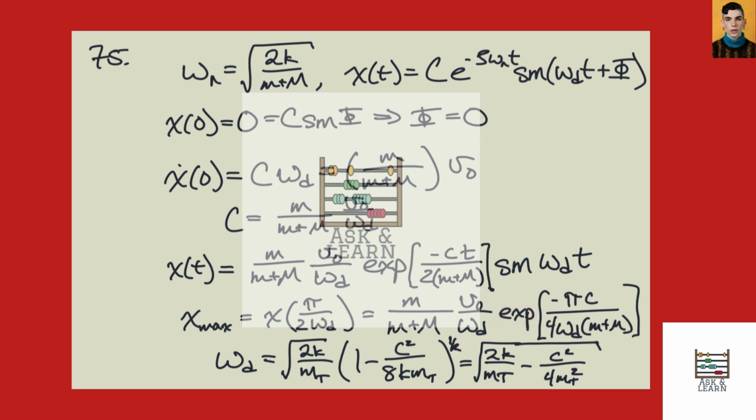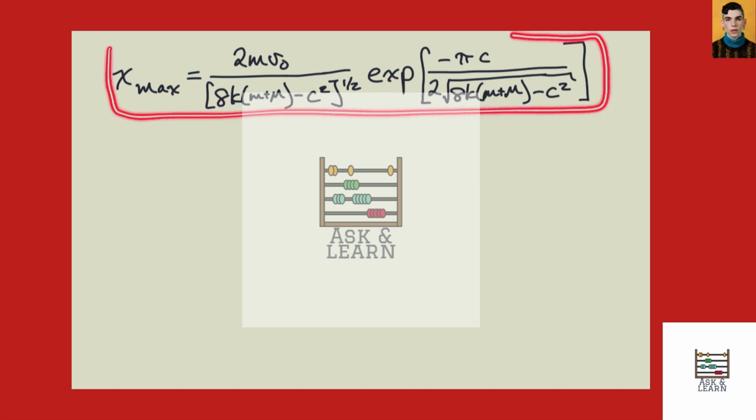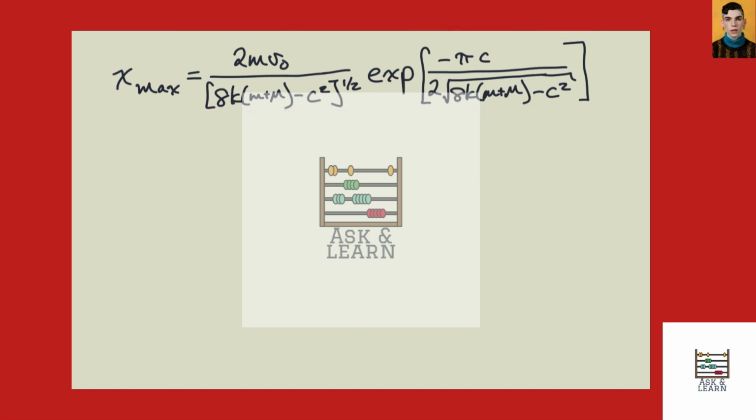Now omega d is omega n times the square root of 1 minus zeta squared, and zeta squared is this, where mt is the total mass, this guy here. Rearranging, we get this expression for the damped natural frequency, which we can plug in there and plug in here. And again, doing some algebra and simplifying, we get this ugly expression for our maximum displacement.